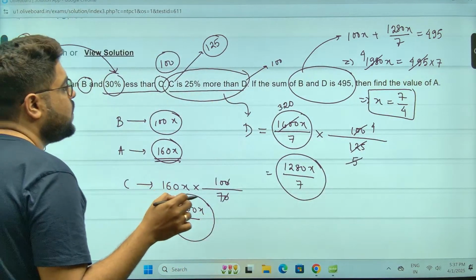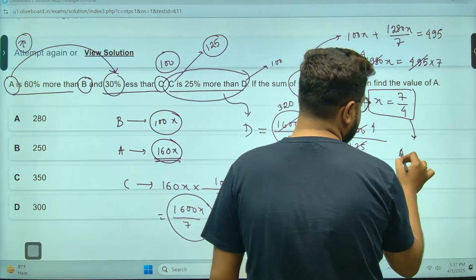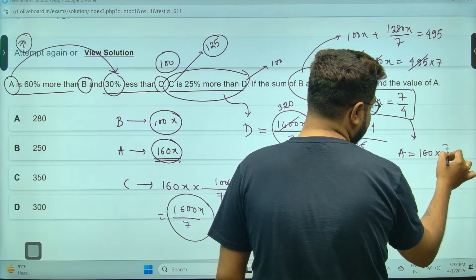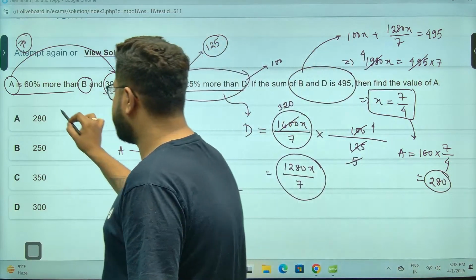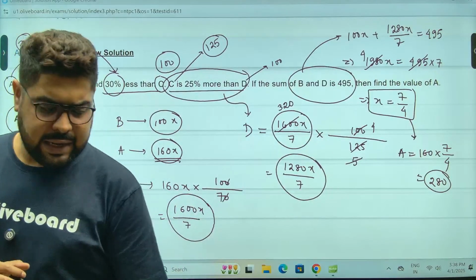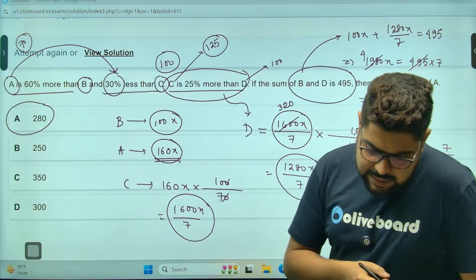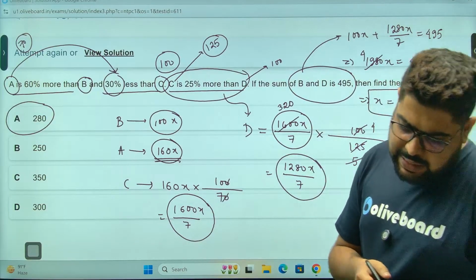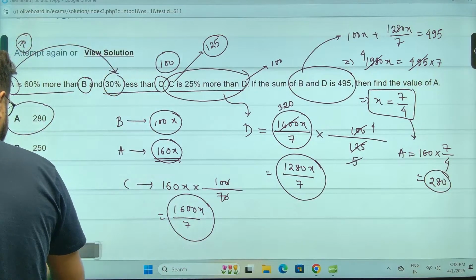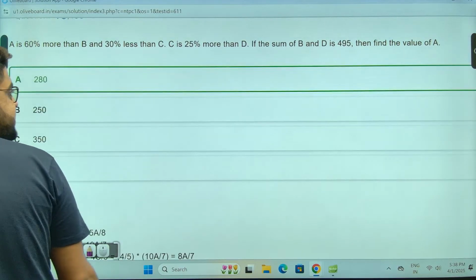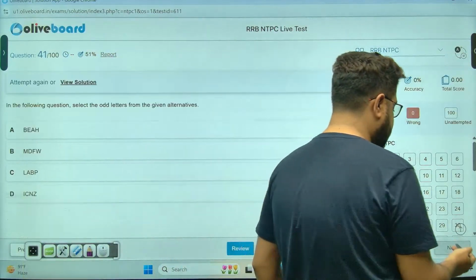What are they asking? Find the value of A. A was 160 into this. So A is 160 times 7 by 4, that is 280. 280, option A. A little calculative. Yes, Muruga, Rajkamal, Pithapuram, Arghamita, you guys are absolutely correct. Again, a little calculative this question. We could have done it using ratio as well.